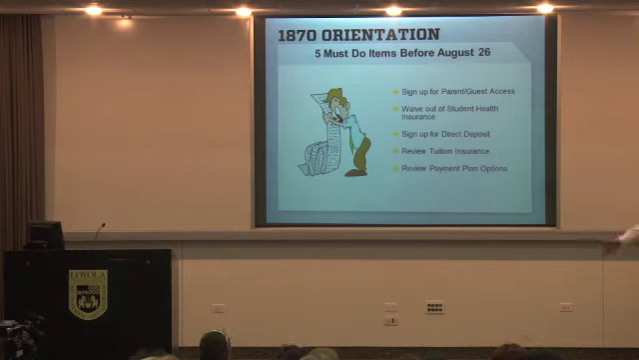Sign up for direct deposit. Just do it now. Put the information in, and then you don't have to think about this down the road when you're going to get a refund. Review the tuition insurance. Say, yes, we like it, or no, we don't. Move on. And review the payment plan options. Please, please, please, this will catch up with you down the road. If you can do a payment plan, whatever you can do, if it's $200 a month, whatever you can do to reduce the amount that you're borrowing to go through school, that would be something that I encourage you to do. I'm open to any questions that you might have.